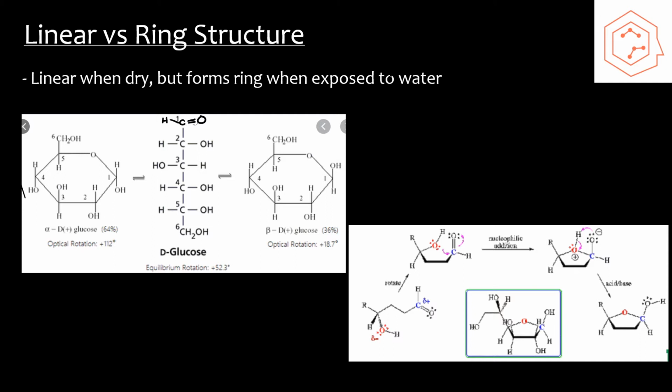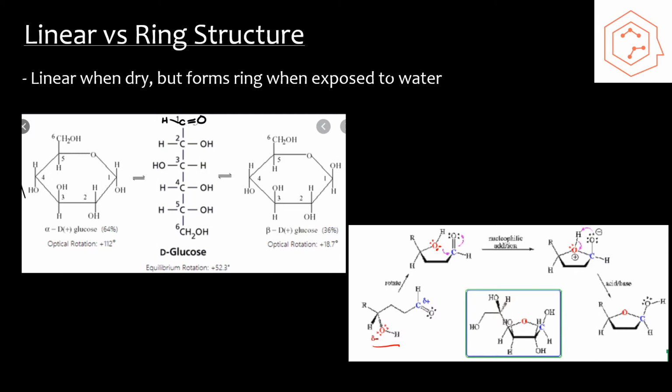Now let's talk a little bit about the mechanism. It won't be relevant until you get into an advanced biochemistry class, but I'll just go through it in case you want to see how a ring formation occurs. What happens is you're going to have the molecule rotate so that it's in an ideal conformation for a reaction to occur. So the oxygen over here will donate to the carbon in the carbonyl group.